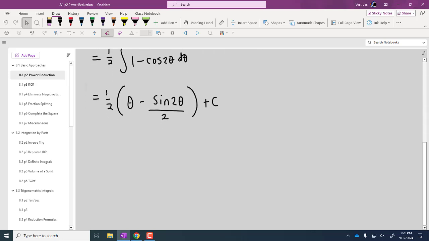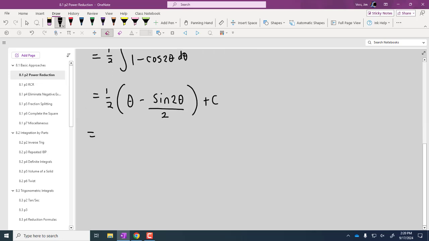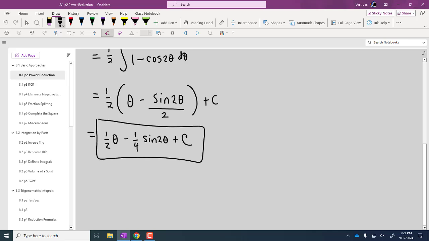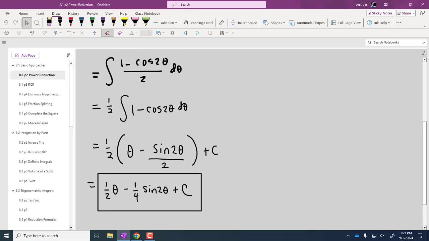And this was just an indefinite integral, so we're pretty much done. So we have 1/2 theta minus 1/4 sine of 2 theta plus C. All right, so there is how we would integrate sine squared.